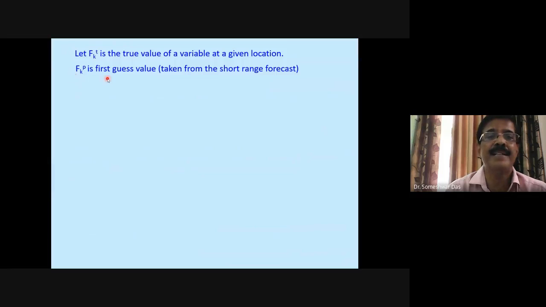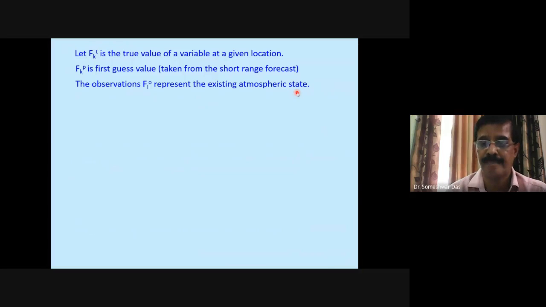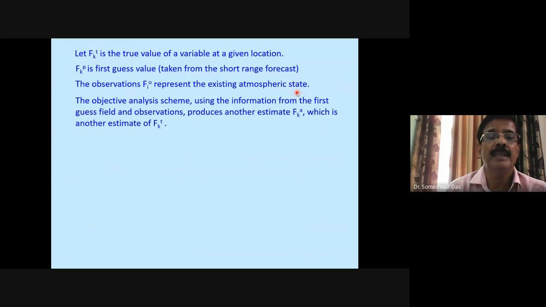Let FKP be the first guess value taken from the short range forecast, that means the past 6 hours forecast. The observations FIO represent the existing atmospheric state. The objective analysis scheme, using the information from the first guess field and observations, produces another estimate FKA. So this is what we are aiming to get, FKA. Note that this FKA is the analysis. Okay, it is not the truth.